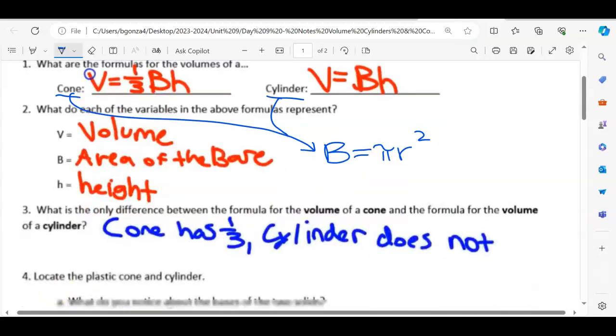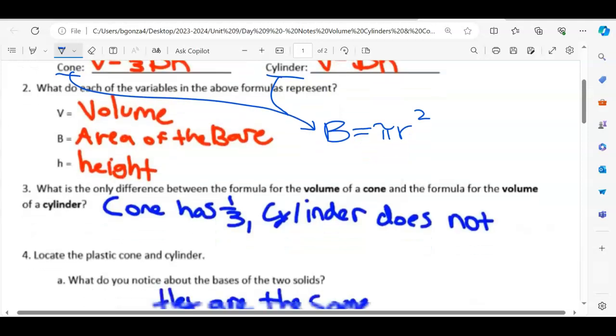Now look at number 3 and number 4 here. What is the only difference between those two formulas? So clearly, they both have capital B H, but this one on the cone has a 1/3. So the cone has a 1/3, the cylinder does not.